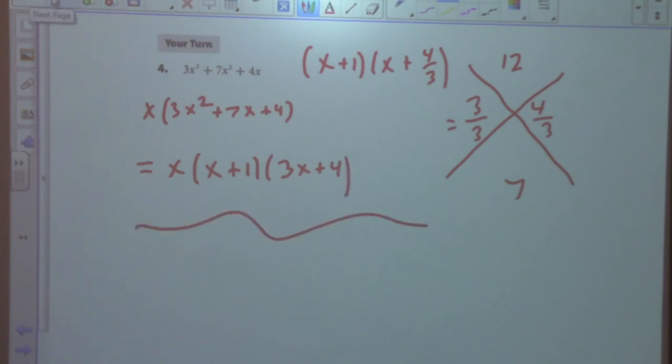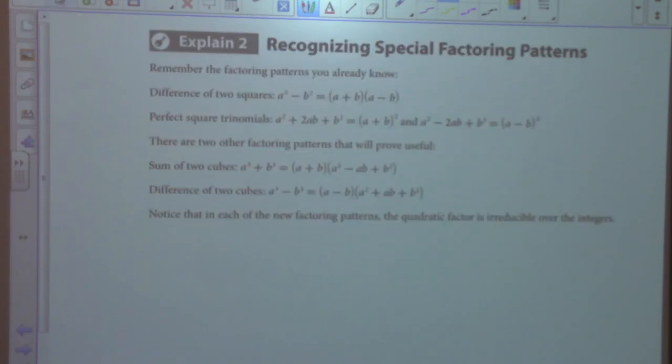Yeah, so anyway, we're going to be recognizing special factoring patterns and really launching into this on Monday. Difference of squares, we've done that, right? Perfect square trinomials, we haven't done that, but that's similar. Then we're going to work on sum of cubes and difference of cubes, and there's also another method called factoring by grouping. So I don't know how far we're going to get, but we're going to leave it there today. Thank you. I appreciate you being in class today.